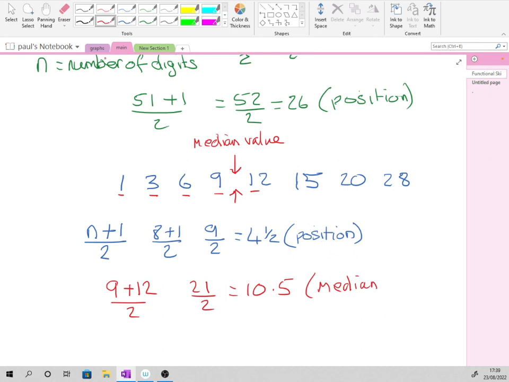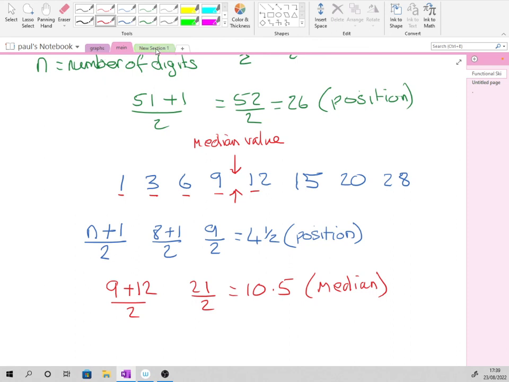So when you have an even number of digits, or an even data set, your median is always going to be in the middle of two numbers. Add them up together and divide by 2 and you'll find the value of the median. So the n plus 1 divided by 2 finds the position, and if the position is between numbers, add them up, divide by 2 and you'll find out what it is.